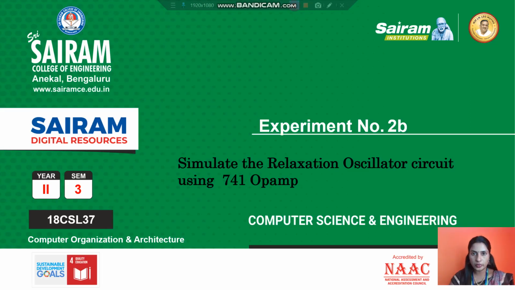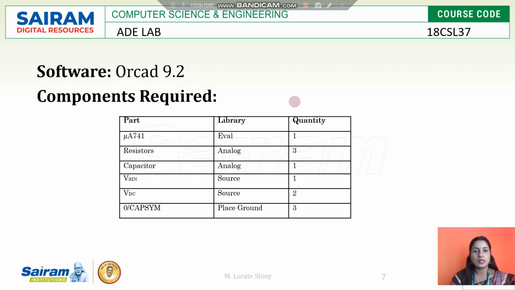Hello students, now we are going to see experiment 2B, that is simulation of relaxation oscillator circuit using 741 operational amplifier. We need software OrCAD Lite Edition 9.2, then components: 741 IC we have to select from EVAL, then resistors, capacitors we have to select from analog, then one sine source, then one DC source, both we will select from source, then ground.